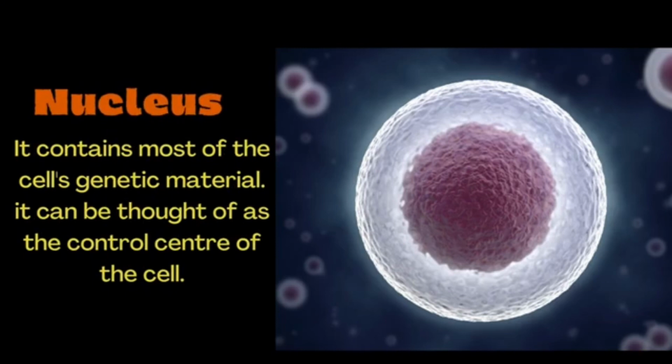So next we need to look at the nucleus. The nucleus contains most of the cell's genetic material. It can be thought of as the control center of the cell.